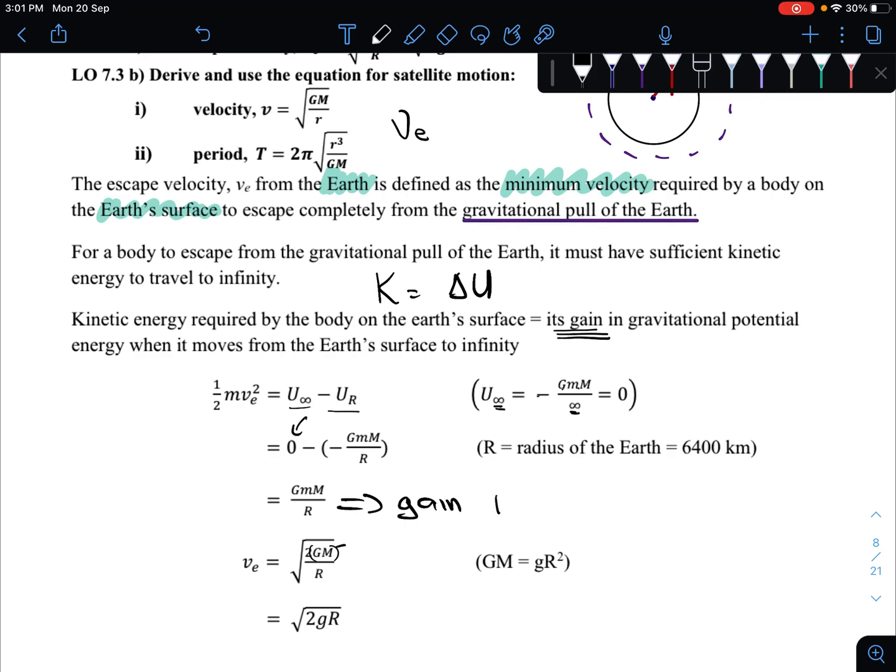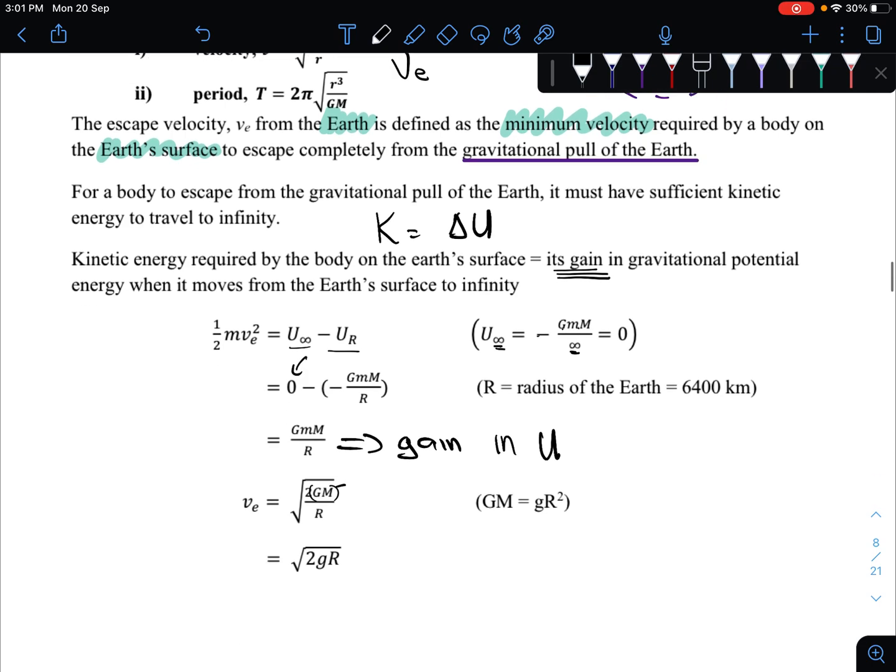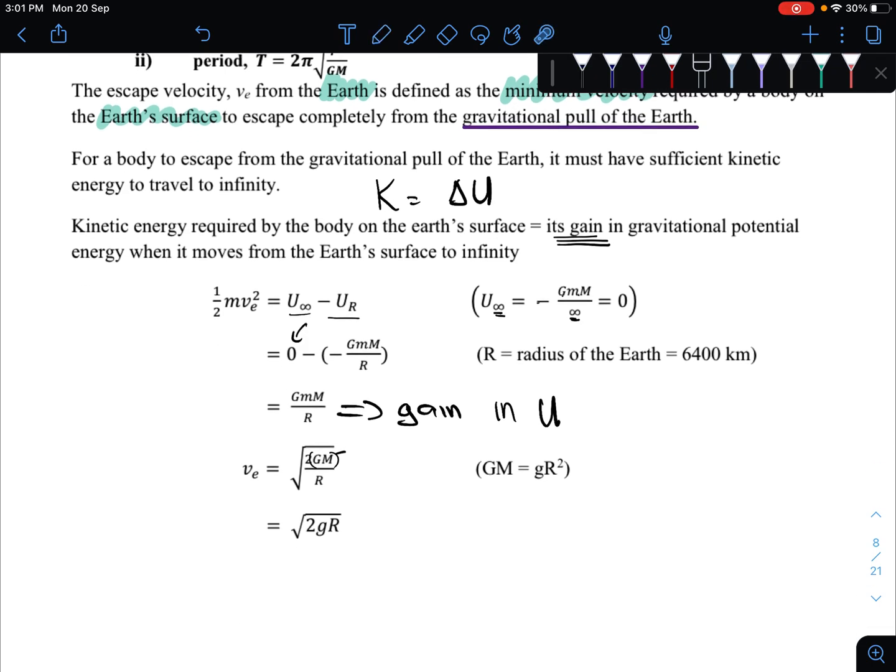Gain in gravitational potential energy. Then you rearrange this equation. Now what happened here is we have half mv square here. Okay, we want to find the escape velocity only, so you bring the 1/2 m over here, you divide them, and then you bring the square here, get your square root.